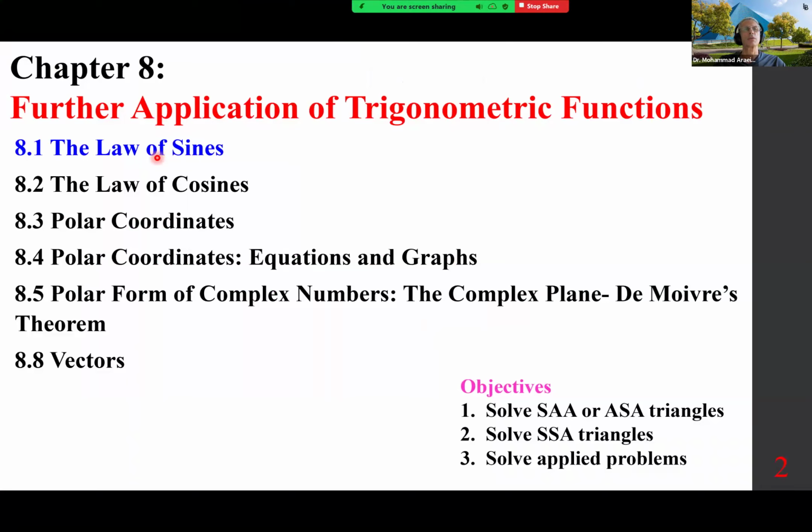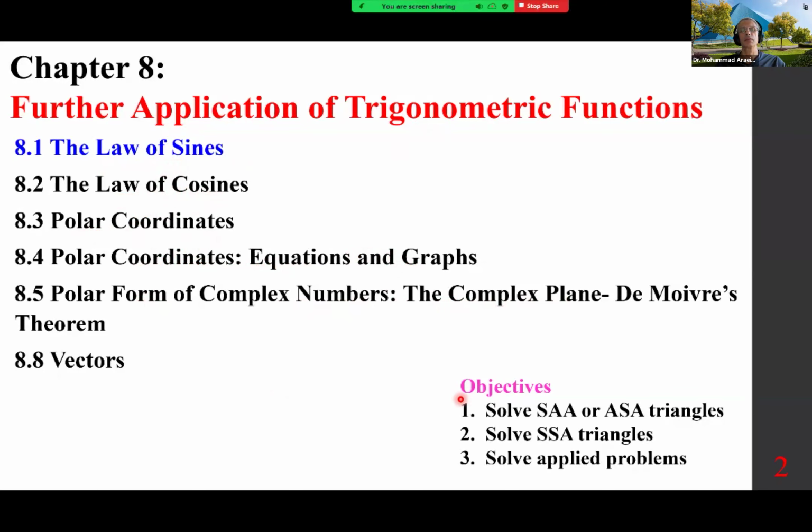So in this chapter, Chapter 8, Further Applications of Trigonometric Functions, we are going to look at the law of sines, the law of cosines, polar coordinates, equations and graphs, polar form of complex numbers, the complex plane, de Moivre's theorem, and vectors.